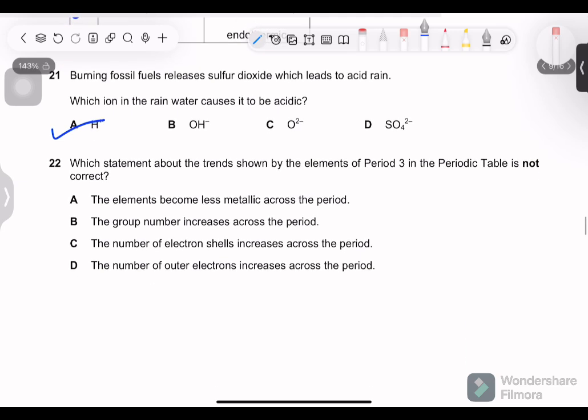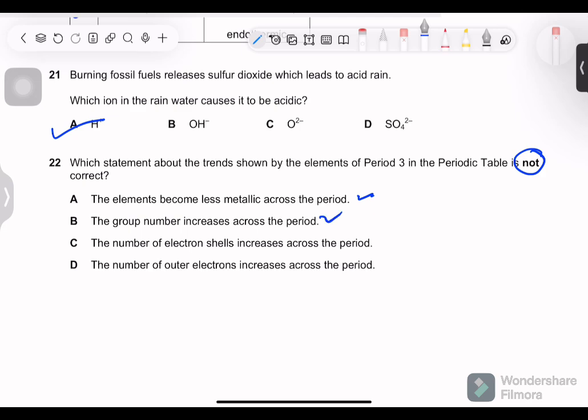The elements become less metallic across the period. This is true, and we want a false statement. This is true because there are metals on the left side of the periodic table, and as we go to the right side, there are non-metals. The group number increases across the period. This is a basic fact. Group 1, 2, 3, 4, it increases.